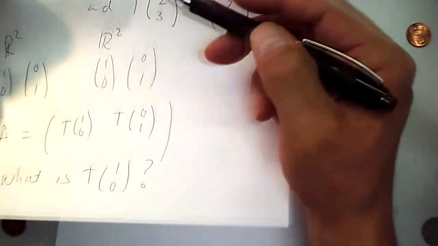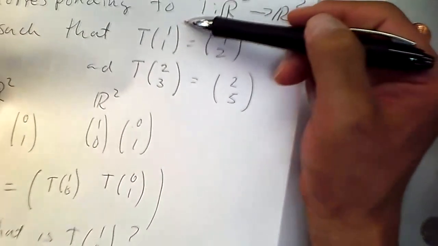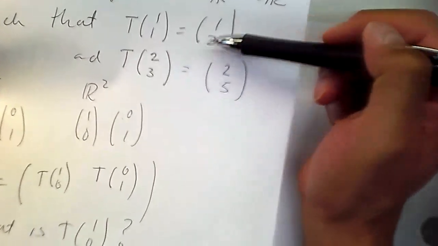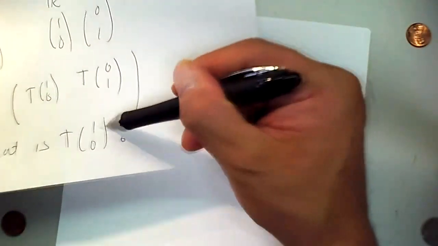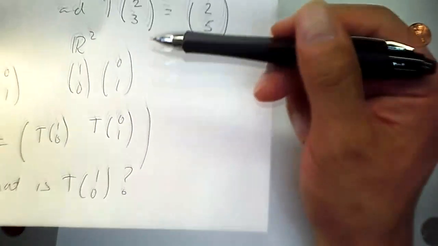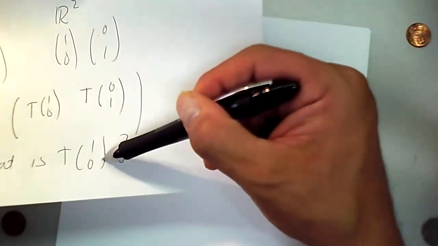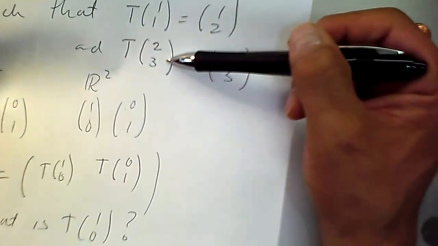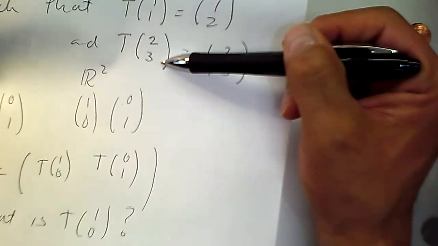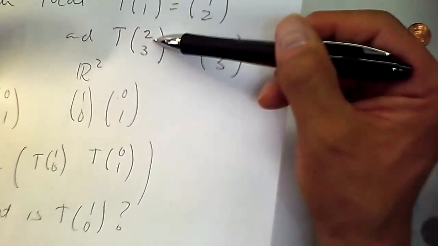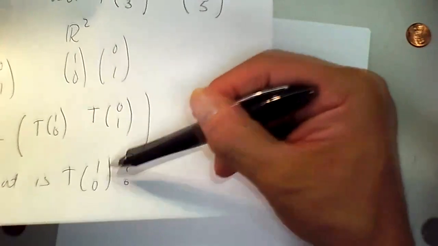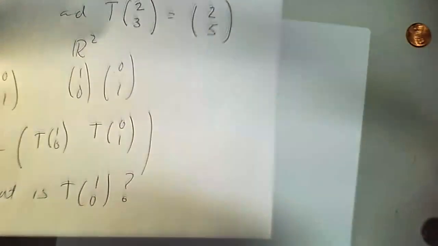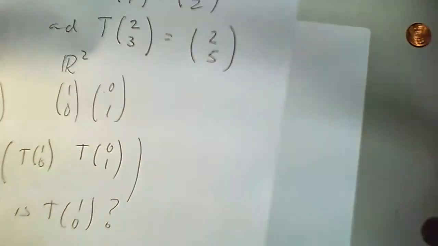Again, I'm going to repeat what I just said. The problem tells us what T of (1, 1) and T of (2, 3) are, but we do not know what T of (1, 0) is. I want to figure that out. So what we do is write (1, 0) in terms of (1, 1) and (2, 3), because we know how to handle those. I don't know what (1, 0) is, but if I can rewrite it in terms of those two, then I know how to handle the T.